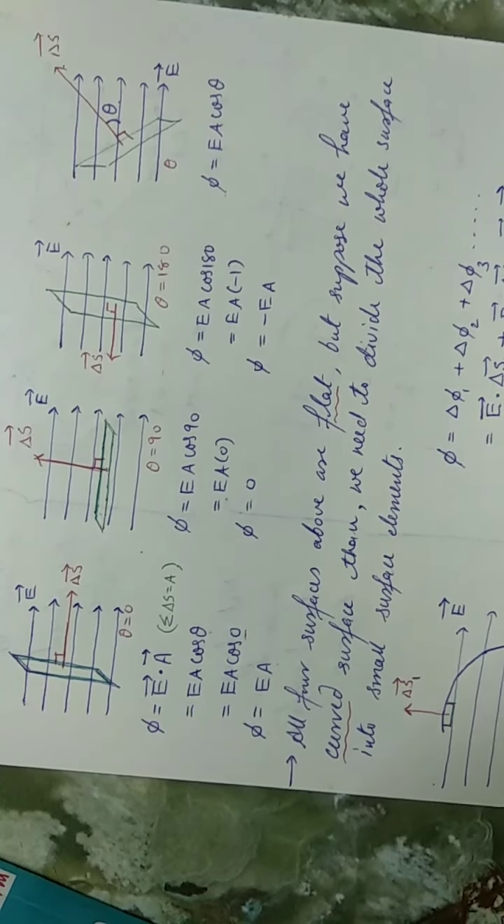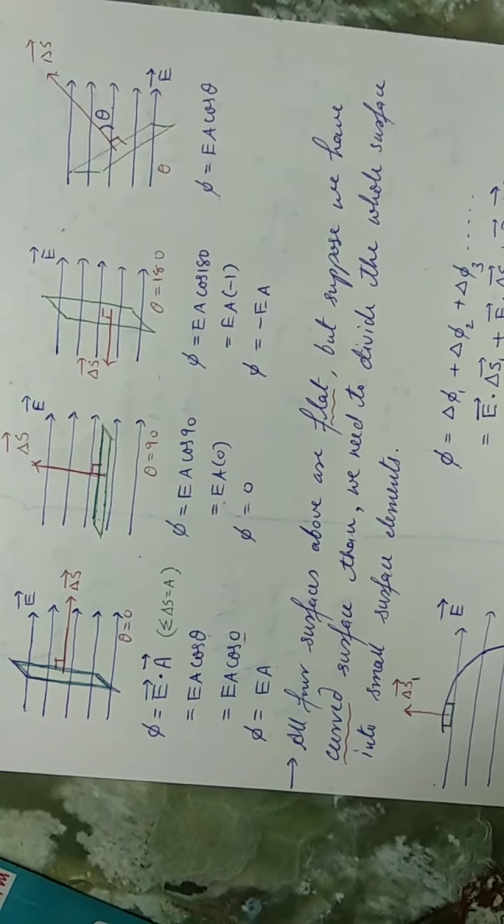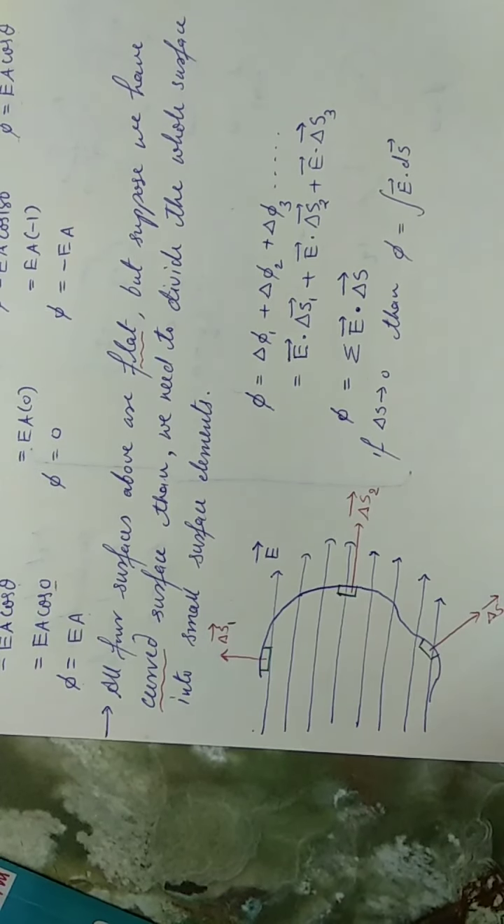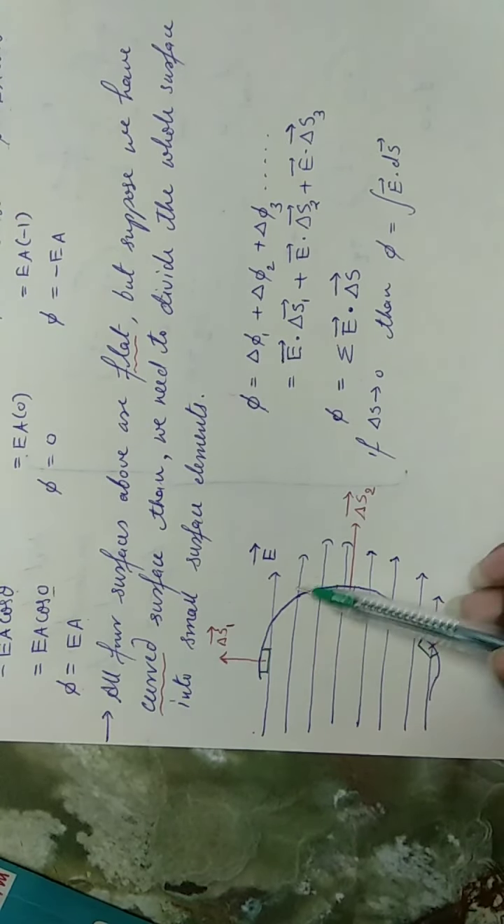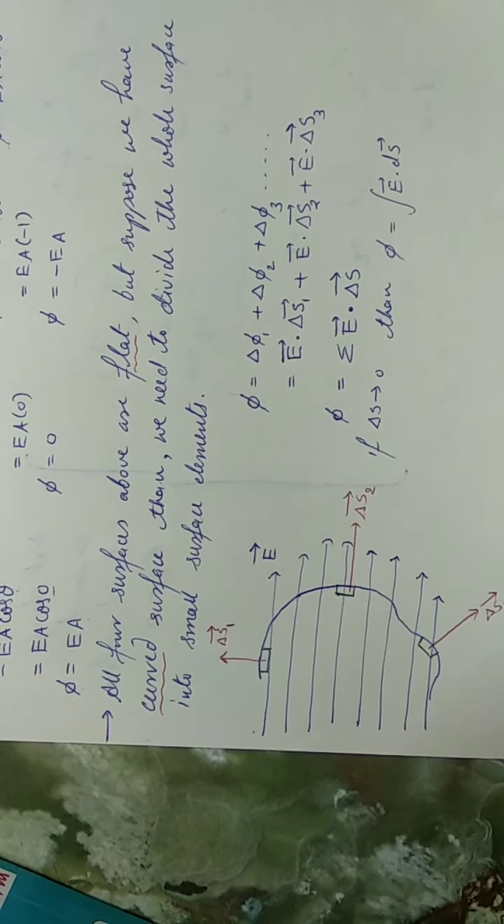So now all these surfaces were flat surfaces, and for them we have calculated flux. But now suppose we have a curved surface, then what are we going to do? Suppose the surface is curved like this, and this was our electric field. If I want to calculate flux, then at different points on the curved surface the value of flux will be different. How? So we'll see what we'll do. We'll divide this whole curved surface into small elements, and separately we are going to calculate fluxes.